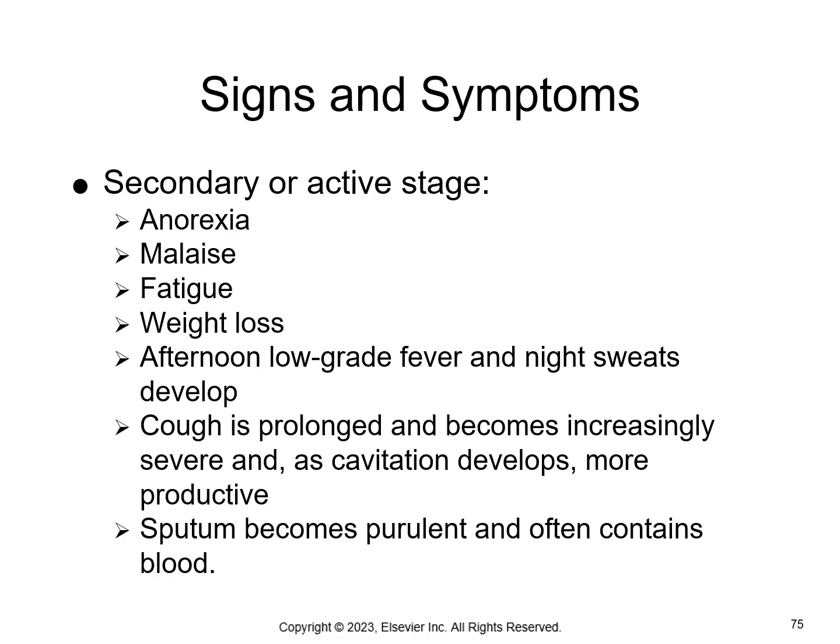Signs and symptoms of the active stage of TB are going to be anorexia, malaise, fatigue, weight loss, afternoon low-grade fevers, night sweats, and a cough that is prolonged and becomes increasingly more severe. The sputum becomes purulent and often contains blood. Hemoptysis is common as the blood vessels are eroded. With cavitation, spread of the organism into other parts of the lung can occur, and bacilli become present in the sputum where they can be passed on to others.